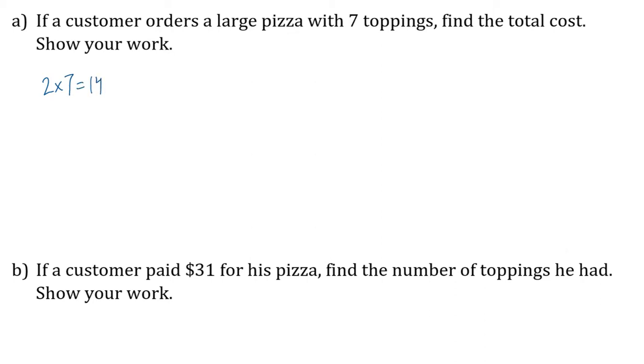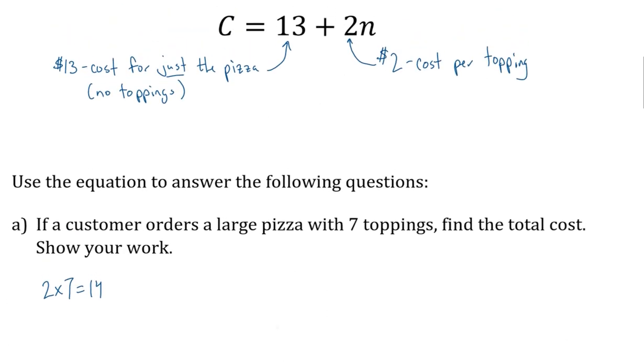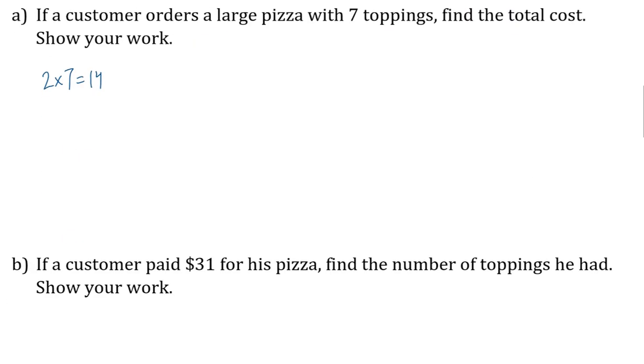And so the cost for toppings, that's a lot of money for toppings. The cost for toppings, 7 toppings is a lot. That's going to be kind of a soggy pizza, right? $14 just for the toppings. But that's not the cost of the whole pizza, because we also have to pay $13 just for the pizza itself. So you might do this, plus 13. And again, you can use your calculator to add them up and get $27. Okay, and that would be your final answer.